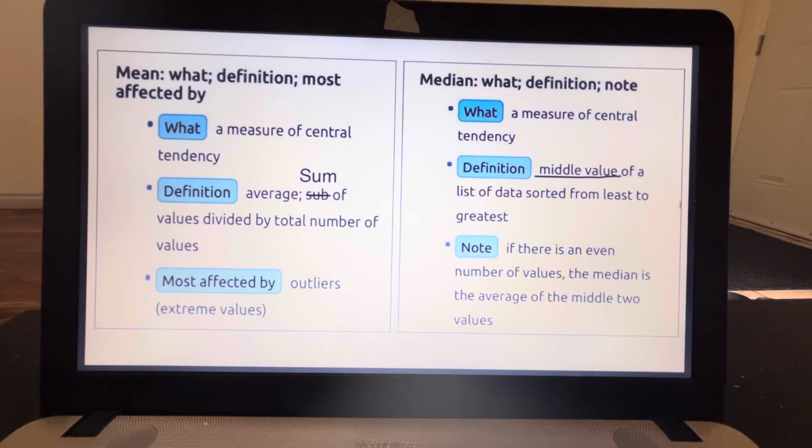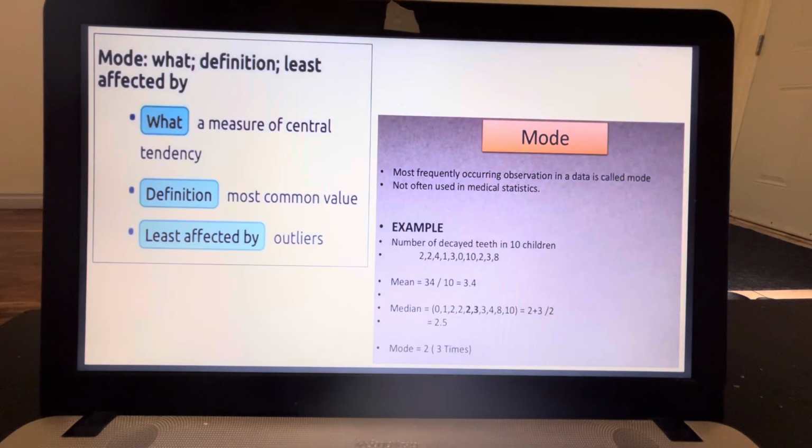Next are these simple things. The three measures of central tendency are the mean, median, and mode. Most affected by outliers is the mean, the median is the least affected, and the mode is also less affected by outliers. So remember this.